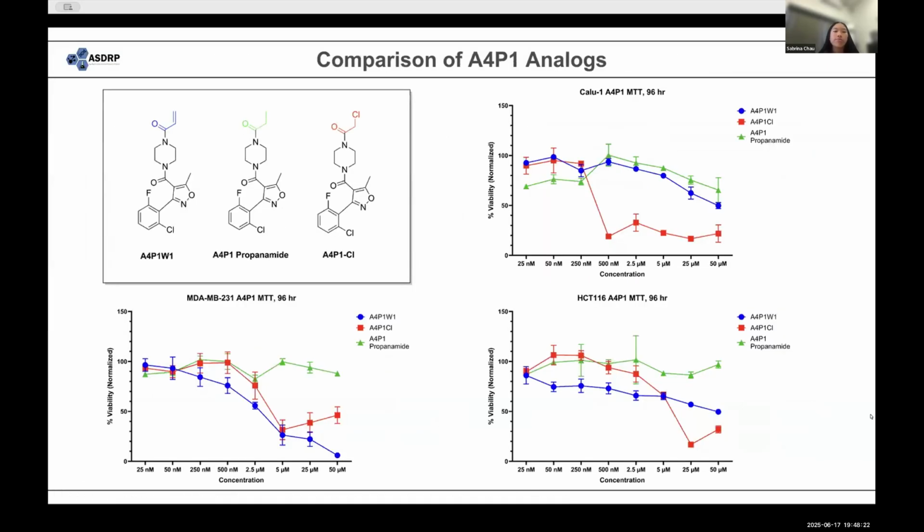So comparing the three A4P1 analogs, A4P1W1 has the warhead, A4P1 propanamide does not have a warhead, and A4P1 chloroacetamide contains the chlorine. So we ran MTTs on these three A4P1 compounds to compare their differences, and we can see that the A4P1 bearing the chlorine has the highest toxicity compared to the A4P1W1, and A4P1 propanamide shows that there is no effect.